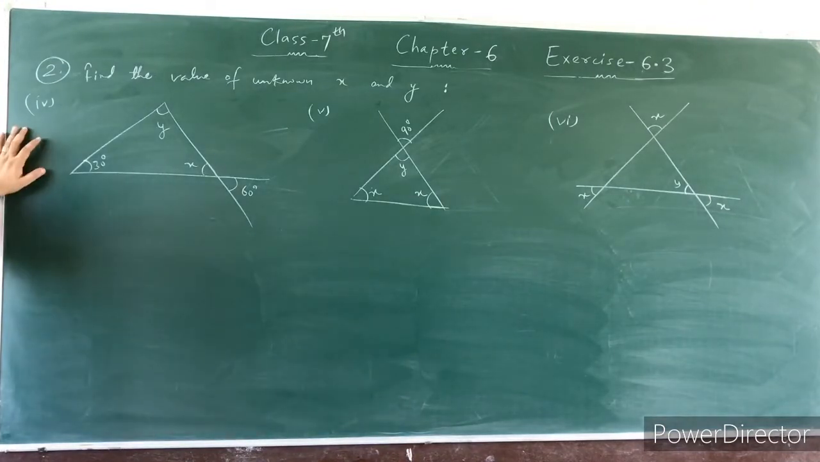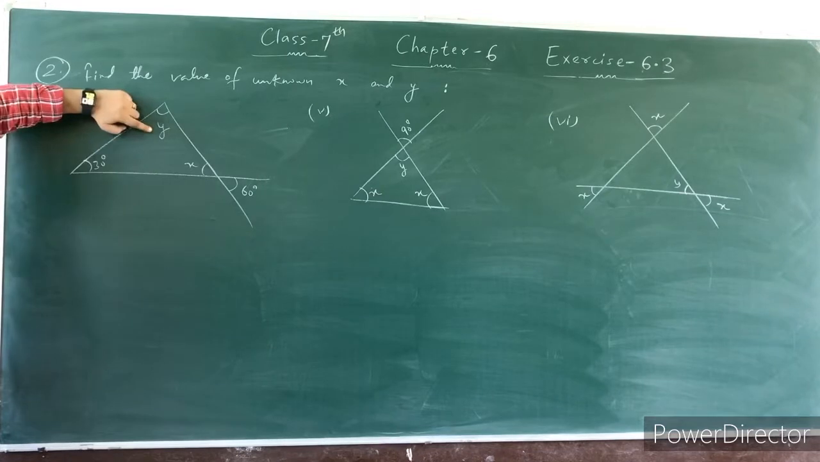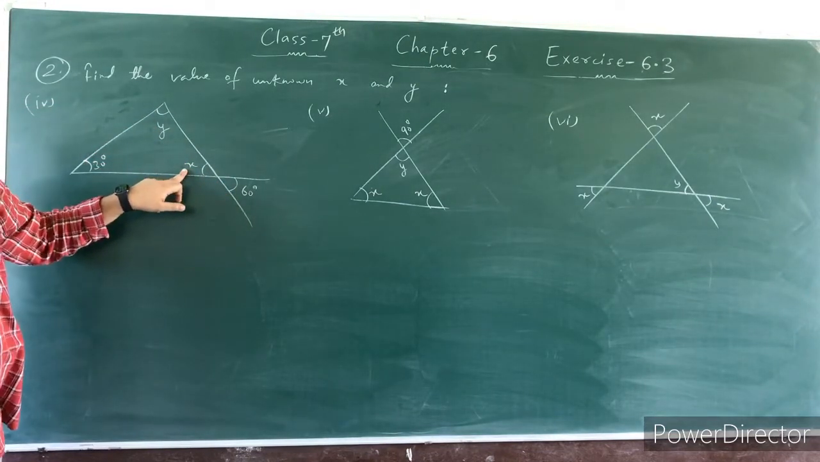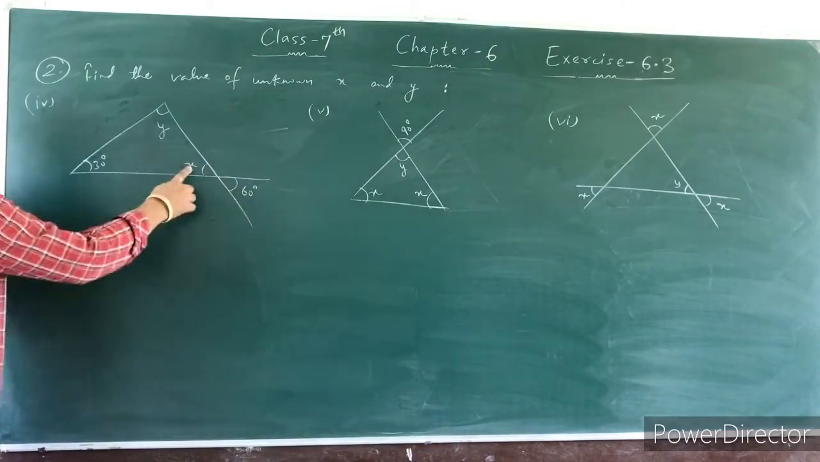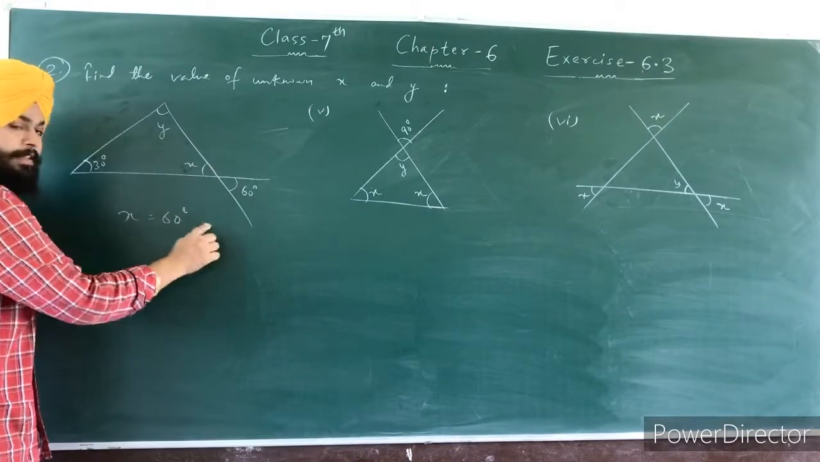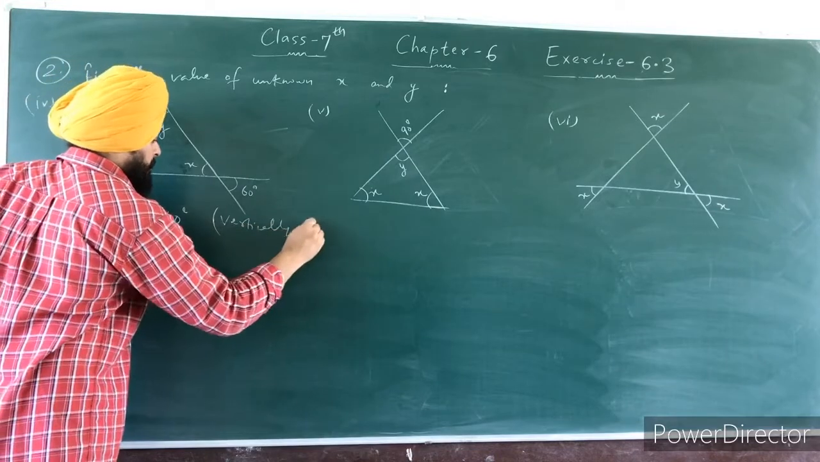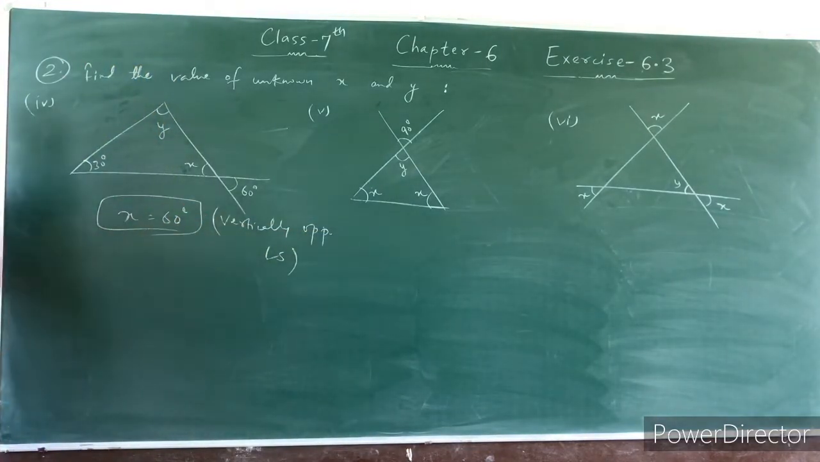Next, this is fourth part of question number second. So measure of this angle is 30, this is y, this is x and this is 60. So first you can see here this x is vertically opposite to the 60 degree because these are two intersecting lines. So measure of angle x is 60 degree. You can write the reason here, vertically opposite angles. So measure of angle x is 60 degree.